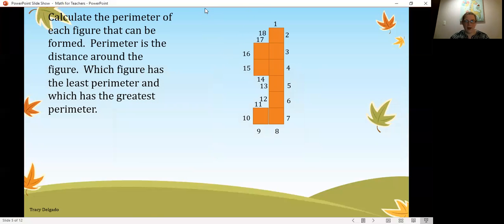Okay, this next one we had 9 square tiles laid out on a table so that they make a solid pattern. Each tile must touch at least one other tile along an entire edge.